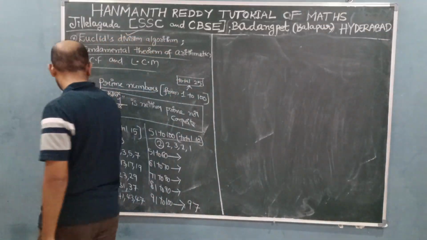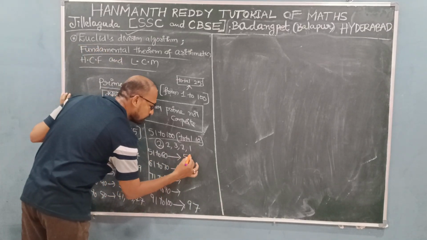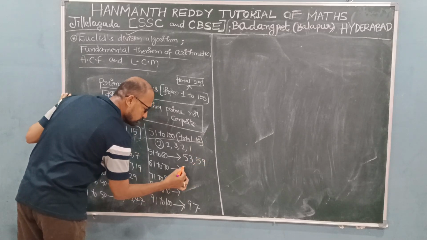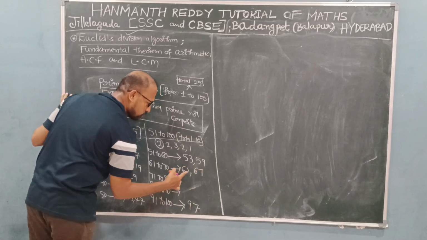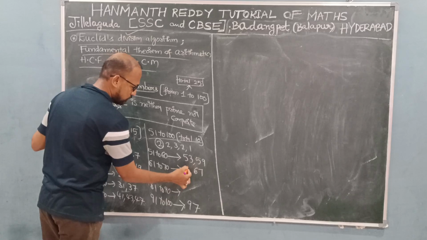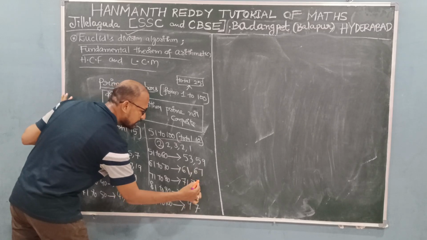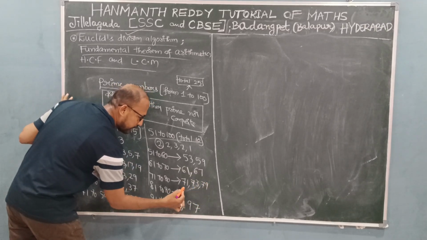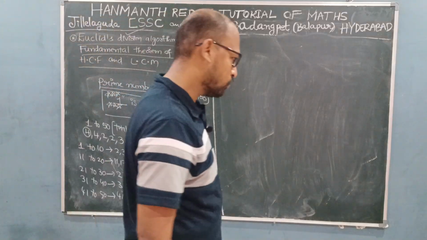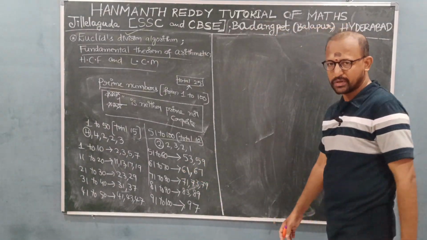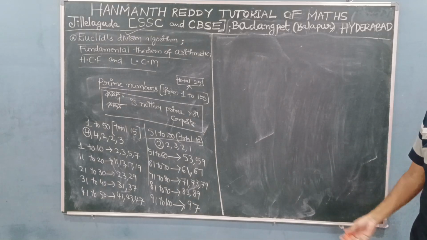Now coming to double 2, 3, 2, 1. From 51 to 60: 53, 59. Then 61, 67. Next 71, 73, 79. Next 83, 89. And 97. Double 2, 3, 2, 1. These are the prime numbers. You have to remember the logic: 53, 59, 61, 67, 71, 73, 79, 83, 89, 97.